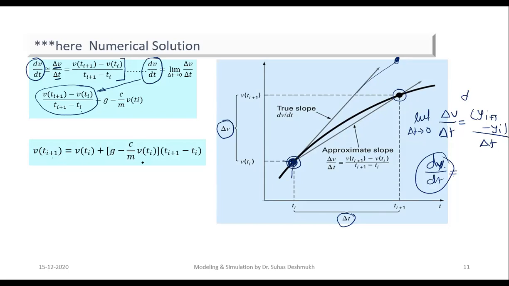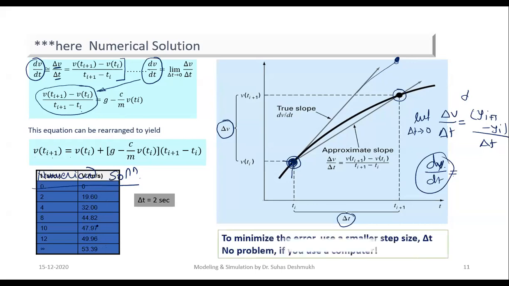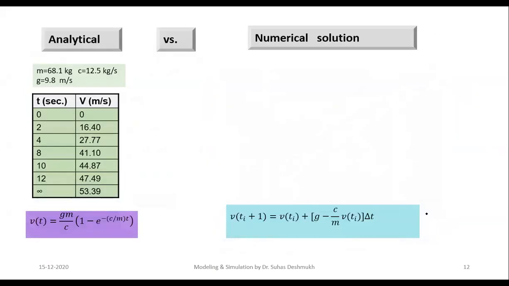With a step size of 2 seconds, I'll get this value, 19.6 or something. So now you can observe one thing. This value is not accurate because we have approximated the curve with a straight line. So if I want to get a more accurate result, what can we basically do? We can take delta t as a very small value. It means I need to do so many calculations, but it will improve the results.